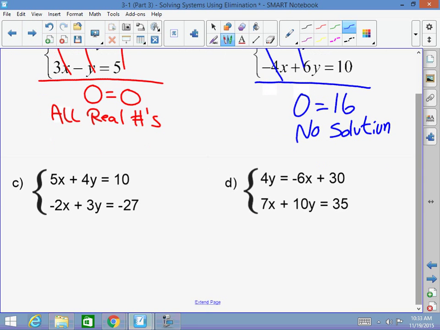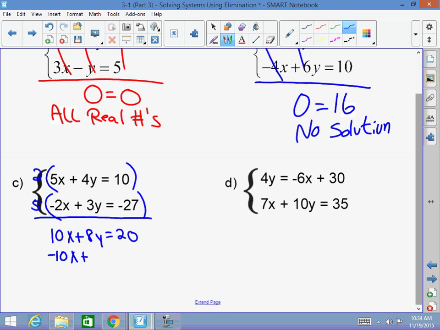Okay? And now let's get to the good ones. Who do you want to get rid of? The x? Okay. What do you want to multiply this by then? By a 2, and this bottom one by 5. So now let's multiply it. So I've got 10x plus 8y equals 20. And I've got negative 10x plus 15y equals negative 135.